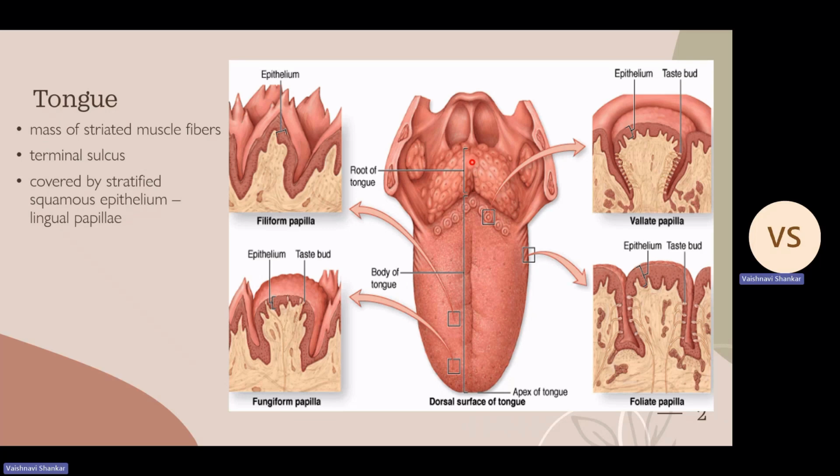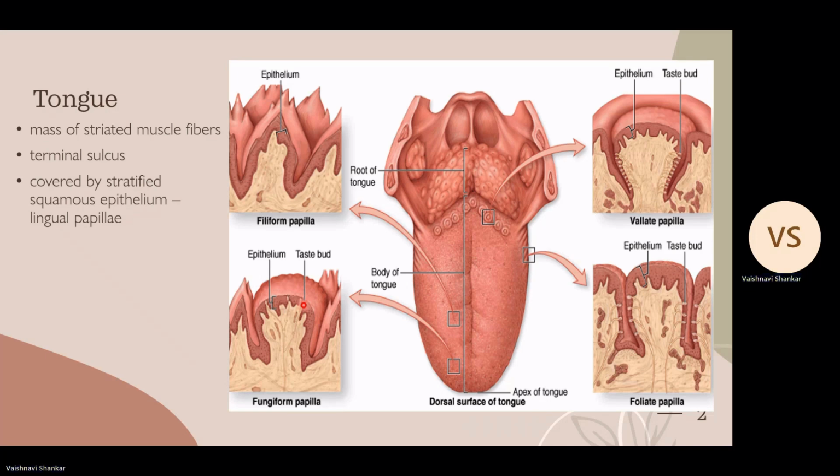Behind this boundary is the root of the tongue, whose surface shows many bulges of the lingual tonsils and the lymphoid nodules. There are four types of mucous membrane elevations, which are covered by stratified squamous epithelium. The first one is filiform papillae. It's very numerous, heavily keratinized. Their epithelium lacks taste buds. Their rough surface facilitates food movement during chewing.